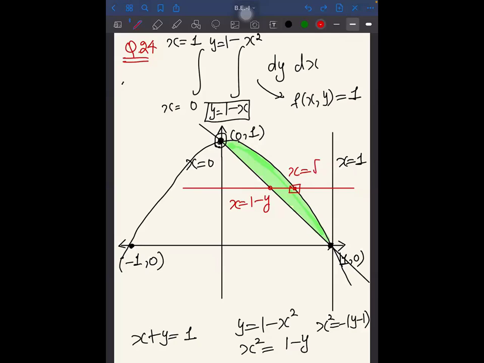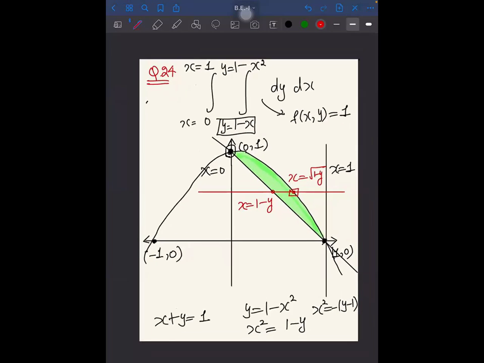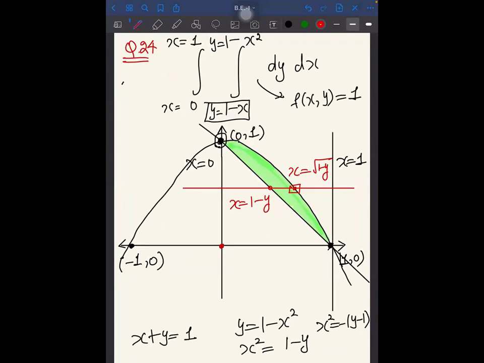Yeah, that's fine. So now y is varying from 0 to 1, the constant stretch of y. So your question would change to y from 0 to 1, and x from 1 minus y to 1 minus root y, dx dy.